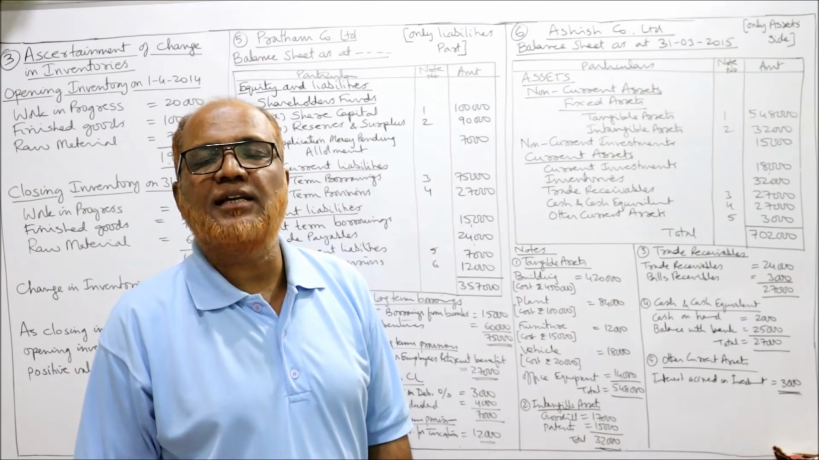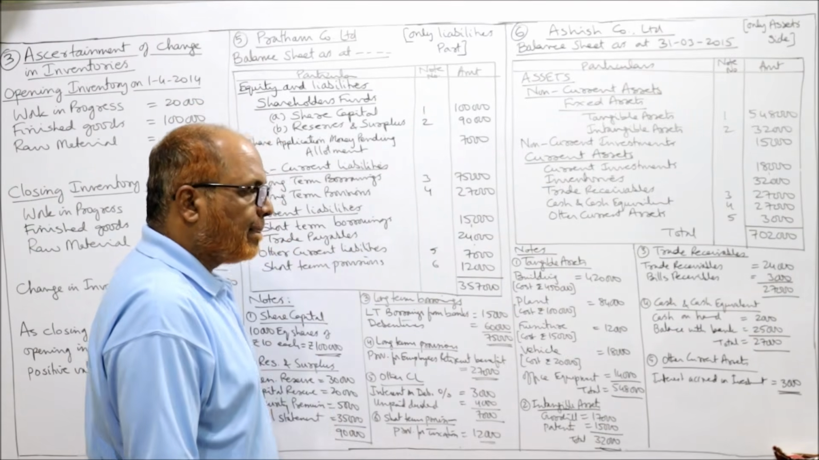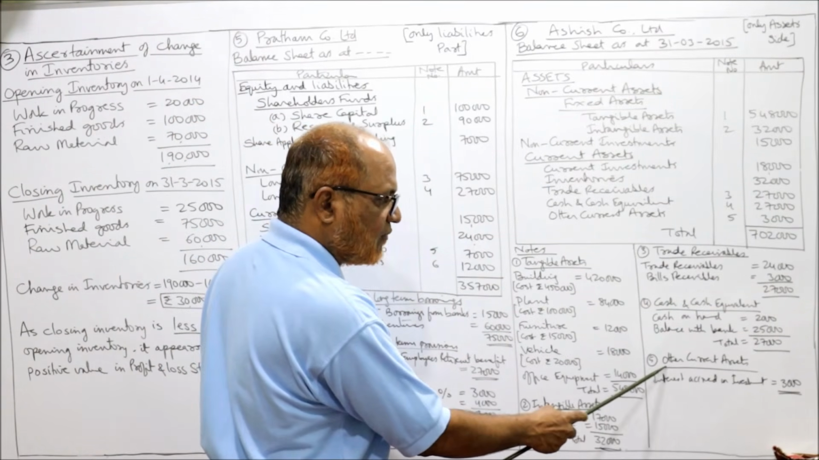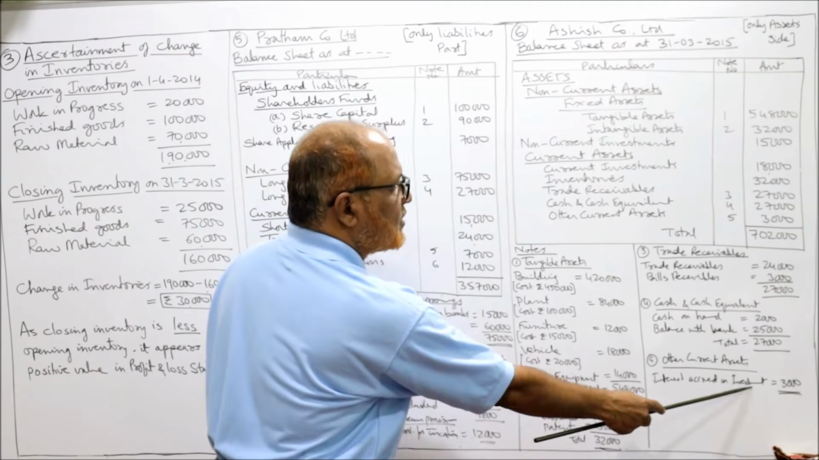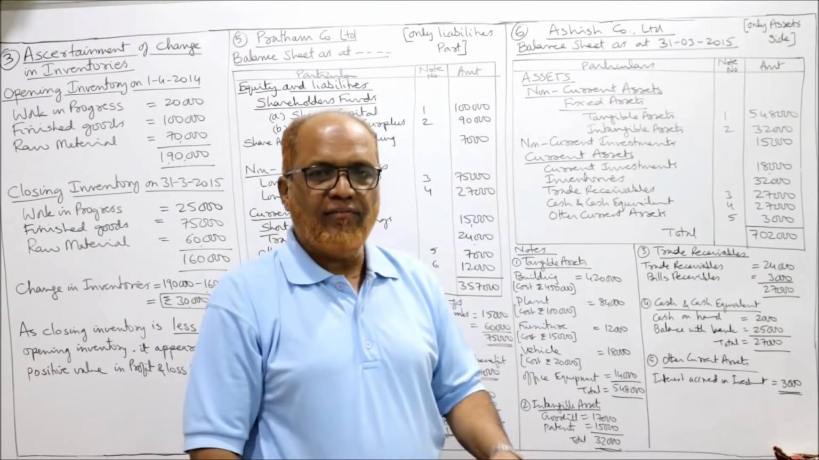It comes under other current assets. Interest accrued on investment will come under other current assets. You can see here note number 5: other current assets, interest accrued on investment 3,000. Other current assets 3,000.